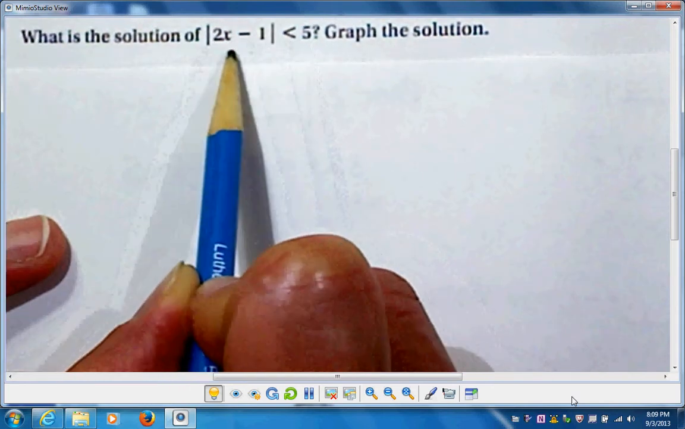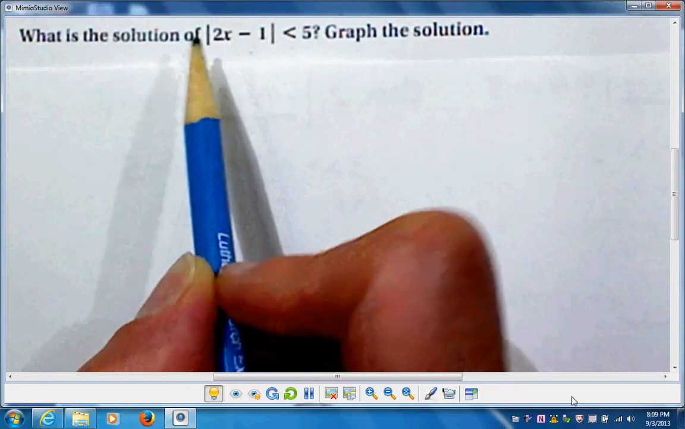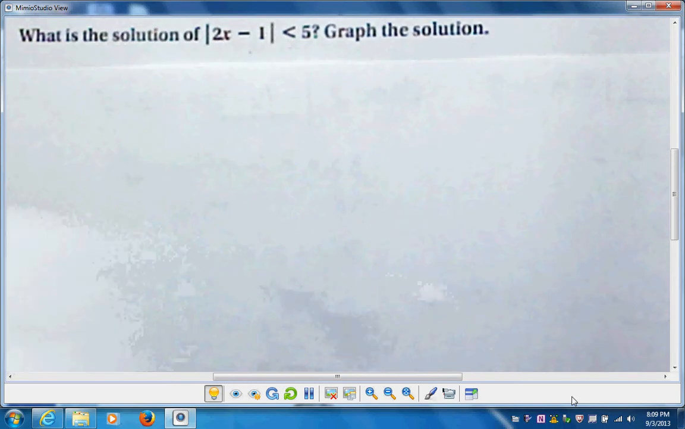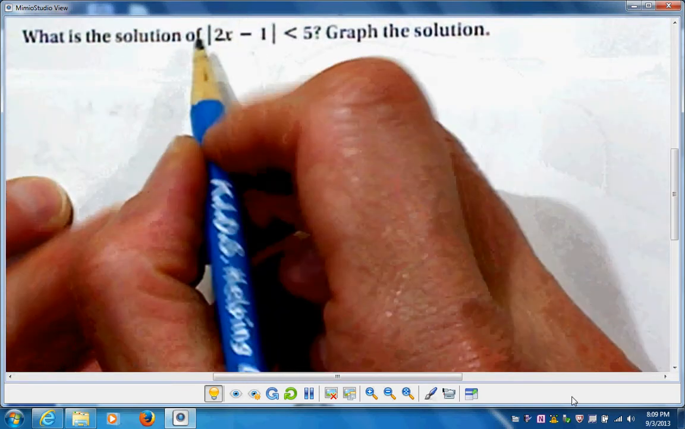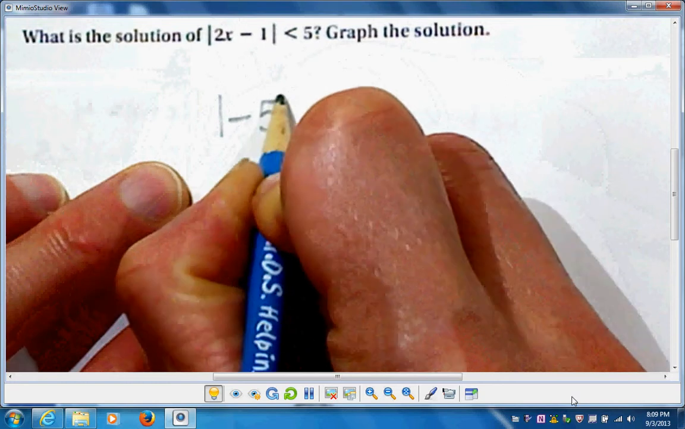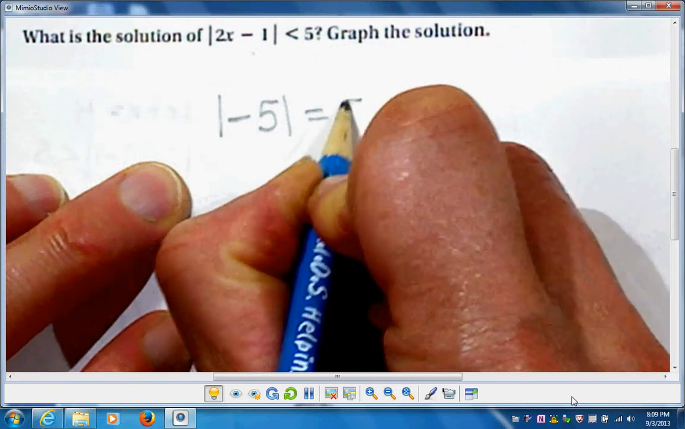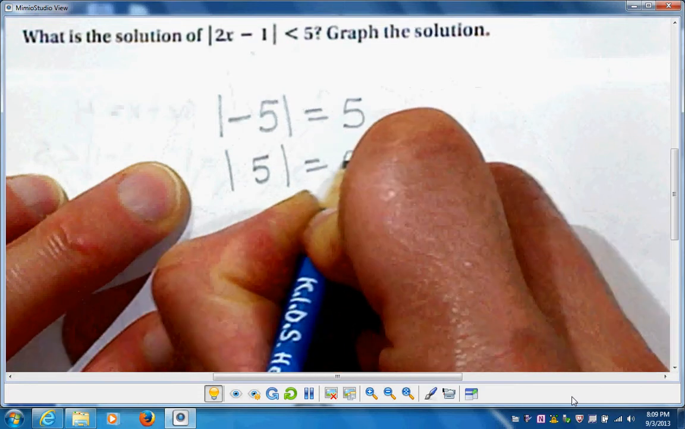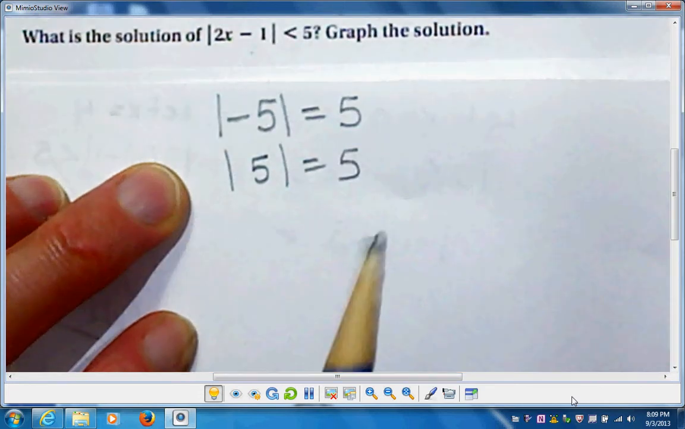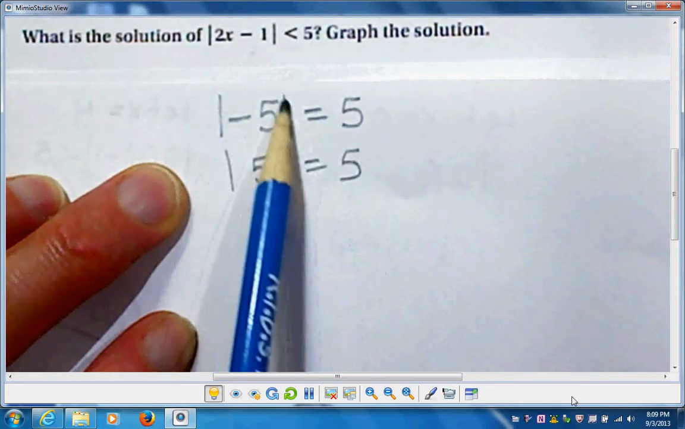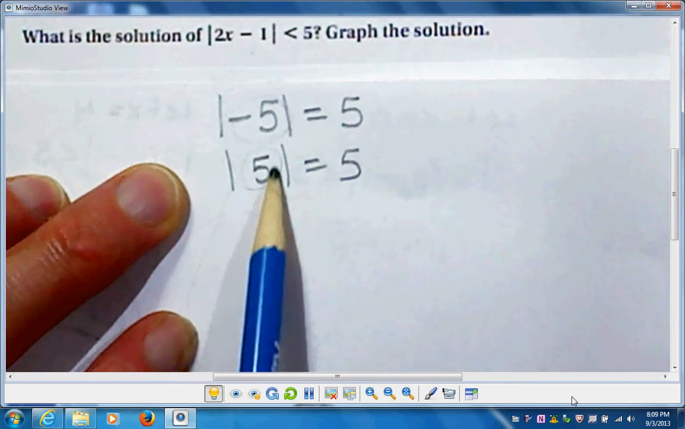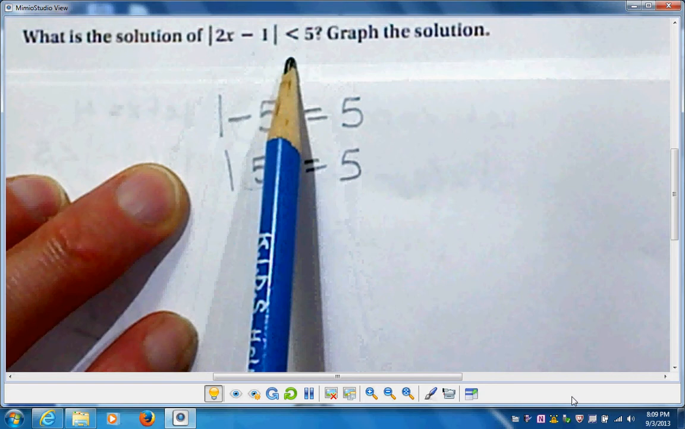We know from previous lessons, let's go back and re-examine this. If I have the absolute value of negative 5, that equals 5. And if I have the absolute value of 5, that also equals 5. So we're going to take this concept, that the absolute value can be negative on the inside or positive on the inside, to help us deal with inequalities.